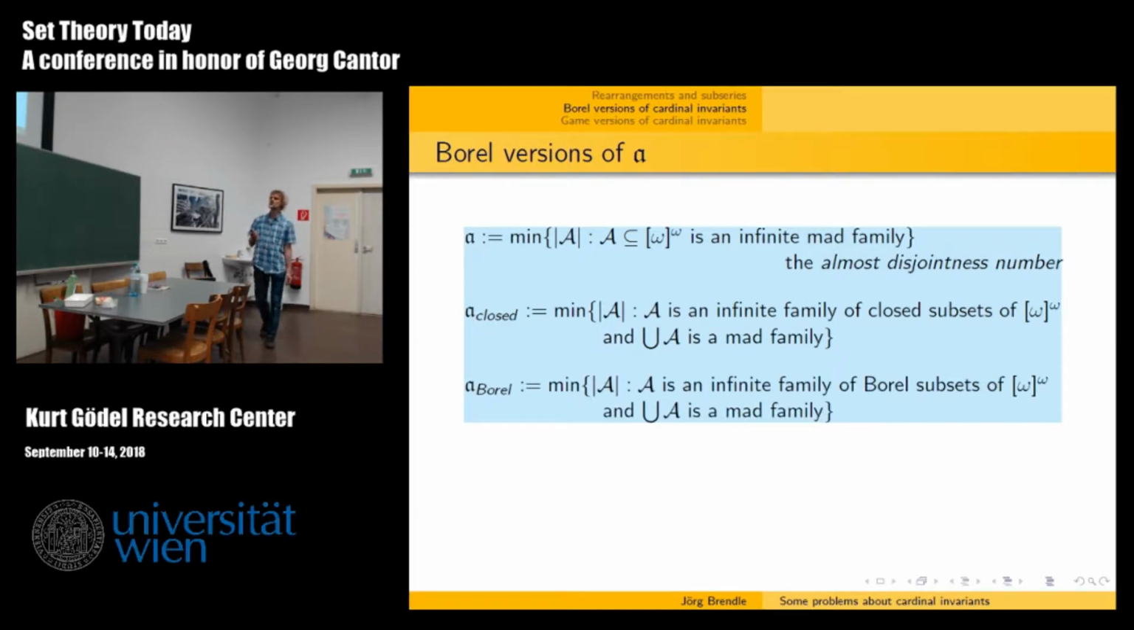And the next one is very similar in definition. Instead of asking for closed, we ask for Borel. So we ask for an infinite family of Borel subsets of omega to the omega, such that their union is a maximal almost disjoint family. So of course, again, each of these Borel sets must be an almost disjoint family. Then clearly, just by the definition, we get A Borel less or equal than A closed, less or equal than A.